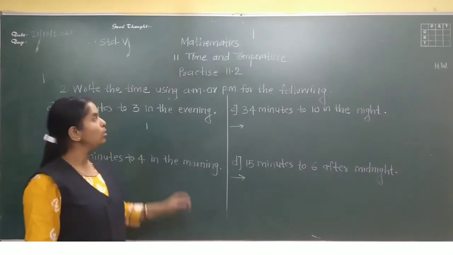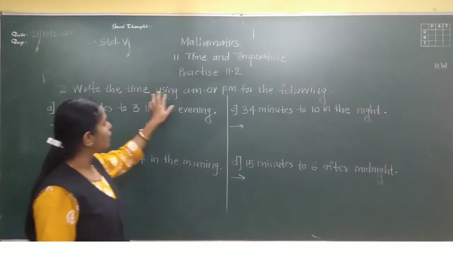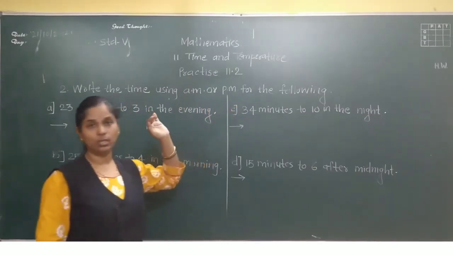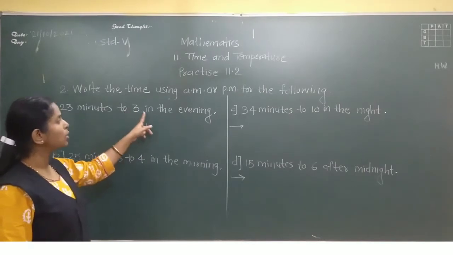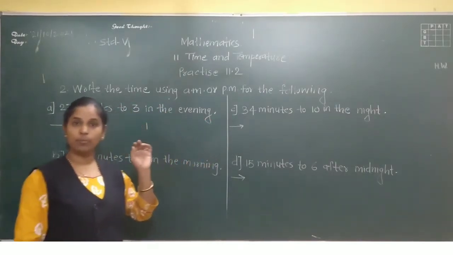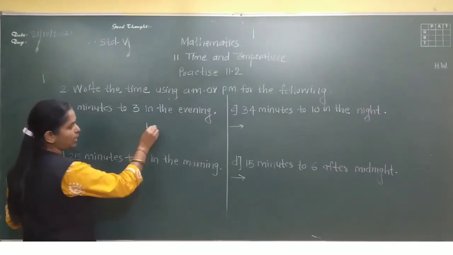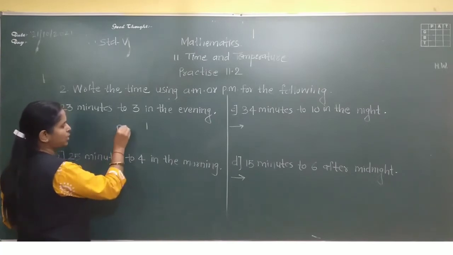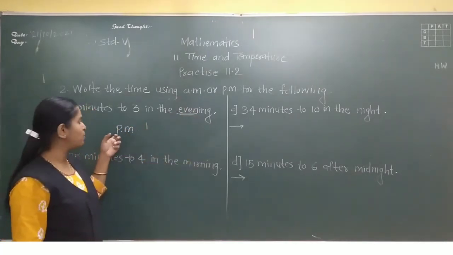Now we will solve practice 11.2 question number 2. Write the time using AM or PM for the following. In that first one, 20 minutes to 3 in the evening. Now, in the evening, what do we have to use, AM or PM? PM. Correct? This is fixed. As the word evening is there, we have to use PM, post meridian.